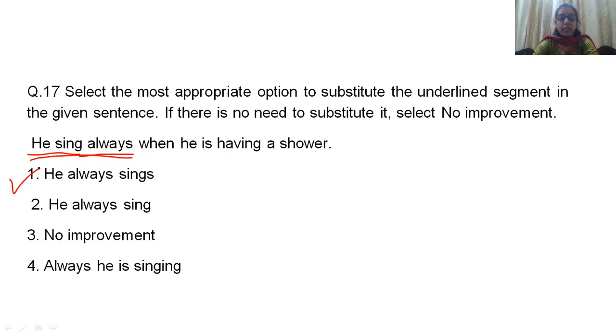He always sings. This is the perfect way to write it. First of all, "he sing" will not be there because the subject is singular, so it will be a singular verb. So "sings" will be there. Then the position will be changed and it will be "he always sings."